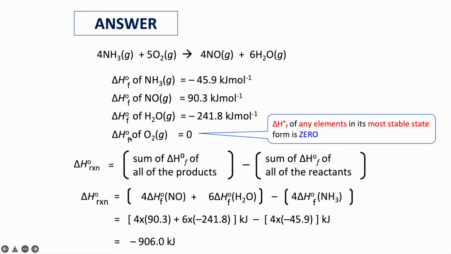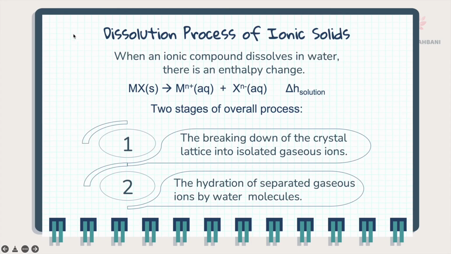Here, as I've mentioned before, oxygen is in its most stable state. Oxygen exists as diatomic particles in gaseous form. So O2 gas, diatomic in the gaseous state, is the most stable state, so the delta H naught formation of oxygen is equal to 0. This can also be applied in the dissolution process of ionic solids.